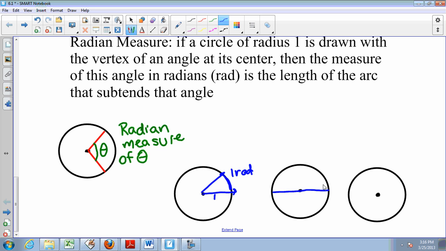If we go 180 degrees around it, it's pi rad. A 90-degree angle is pi over 2 rad. Right in here, this is 1, this is another 1, so this would be 2 rad.